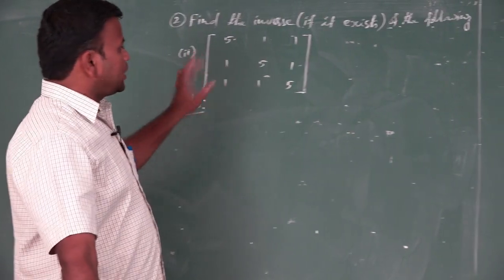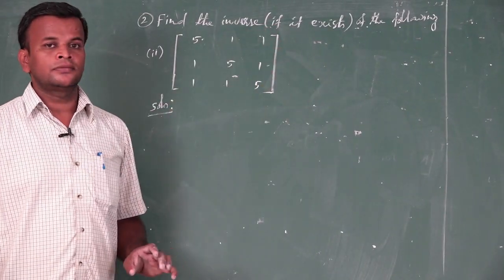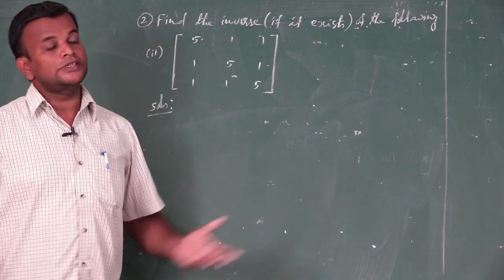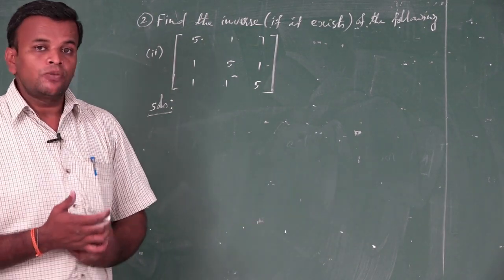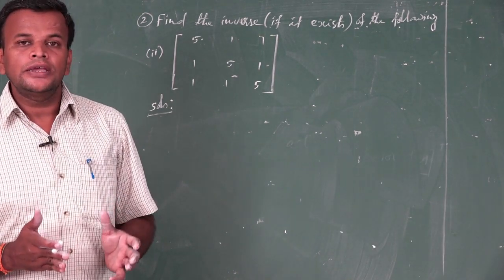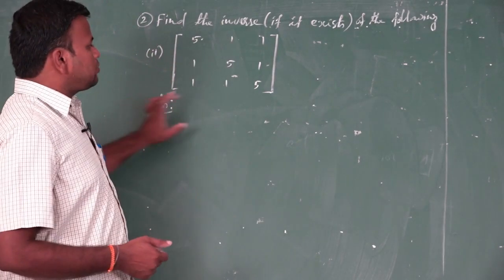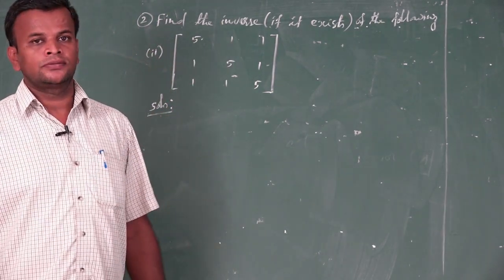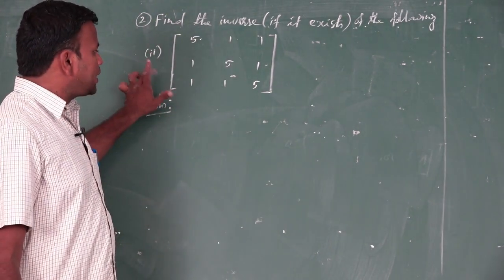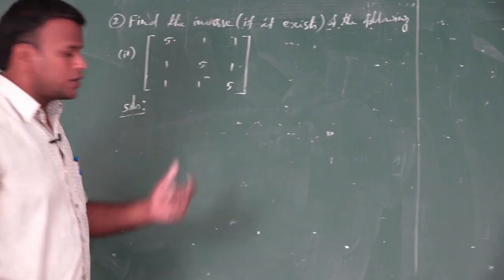Okay, now we come to 3 by 3. What is the meaning of "if it exists"? When the determinant value is 0, then A inverse does not exist; A inverse is impossible. So the first step is to find the determinant. You see the name of the matrix is not given here.